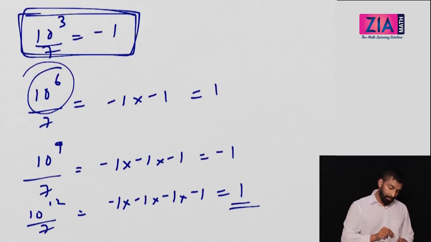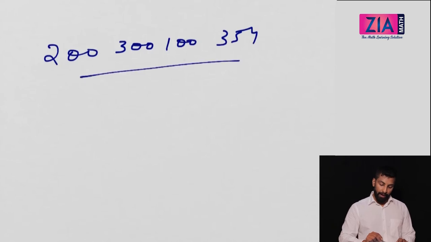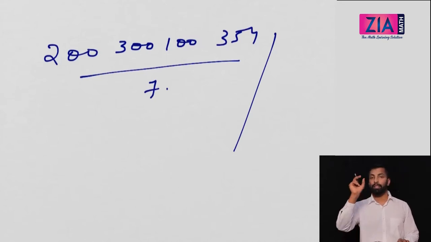It is changing. So what you need to do here is, if you take the previous question, 200, 300, 100, 354 divided by 7. Okay, this was your question. We need to discuss a method. The method is very interesting. See, you understood 10 raised to 3 will give you minus 1, 10 raised to 6 will give you plus 1, 10 raised to 9 will give you minus 1, like that.